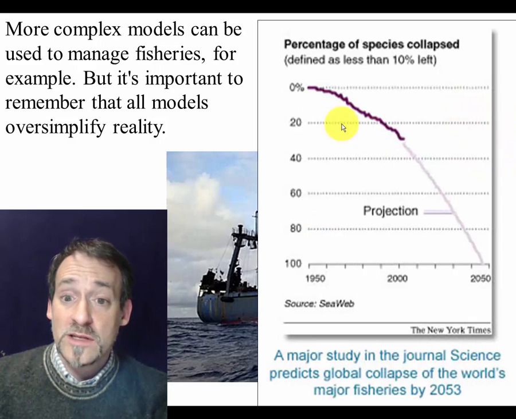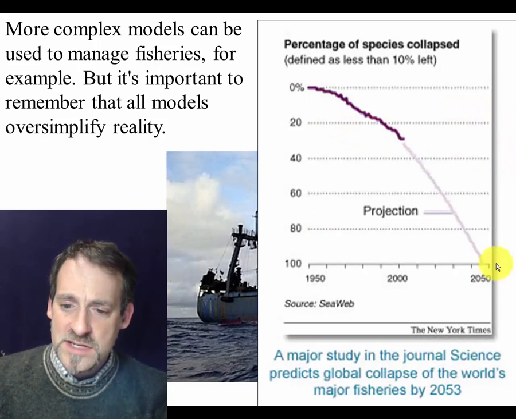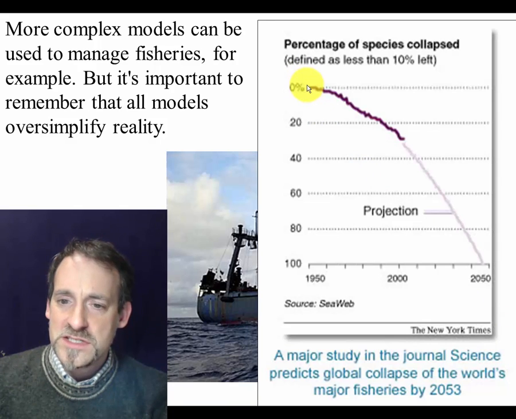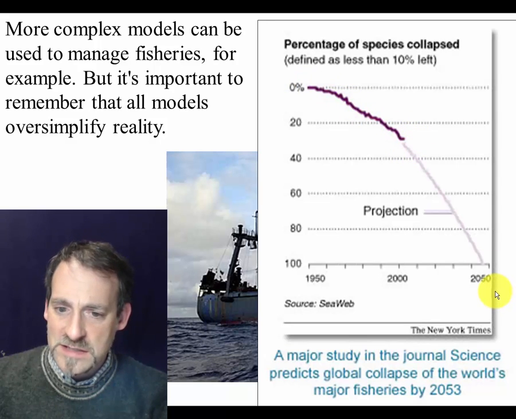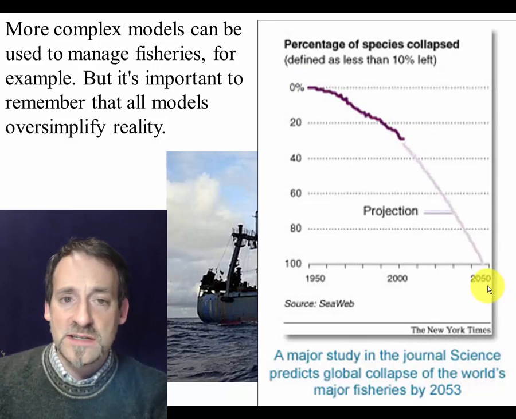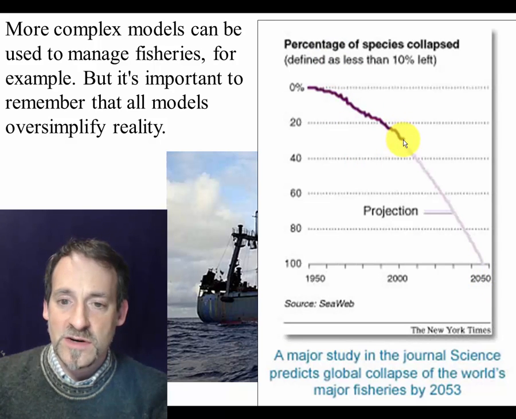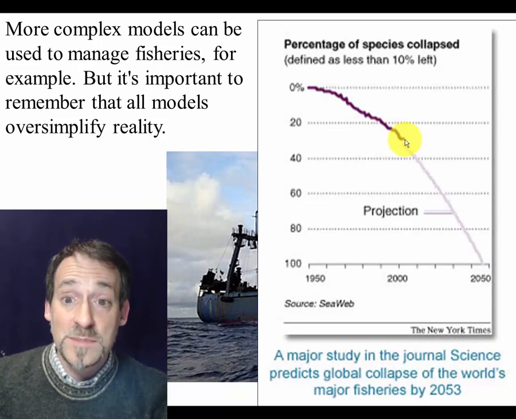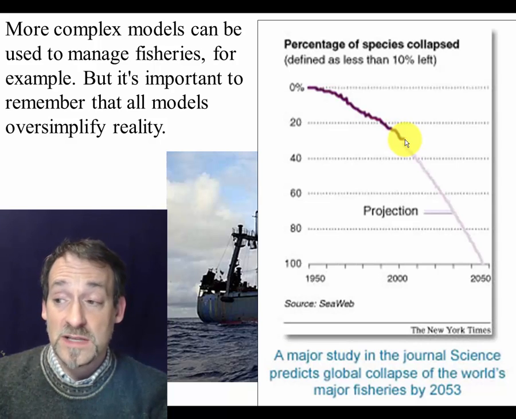Sorry about the bad quality of this reproduction, but this is a study that was done recently suggesting that if fishing trends continue the way that they are, then by the year 2050, only about 10% of the world's major fish stocks will still be fishable. Many of the fisheries that are out there now have collapsed. About a quarter of the world's fisheries have collapsed.